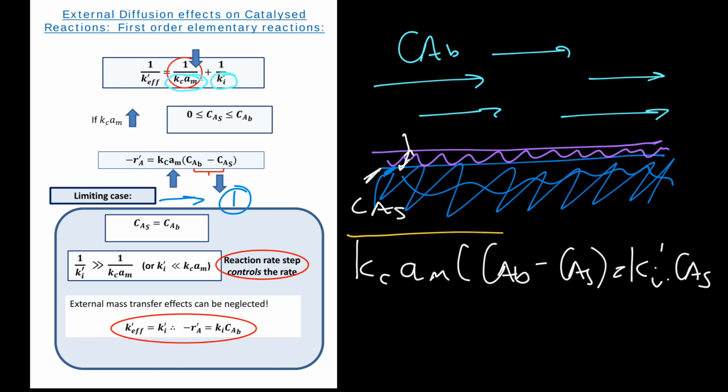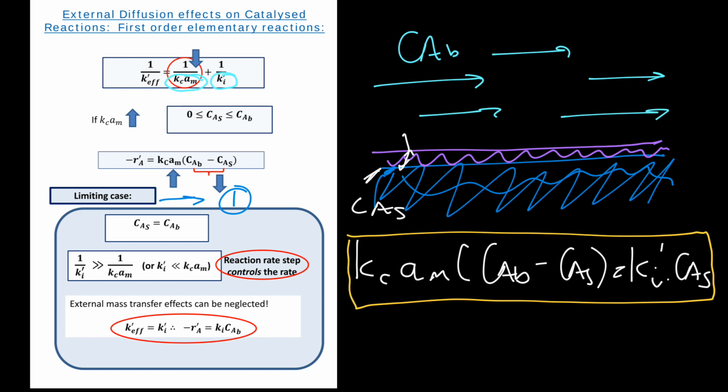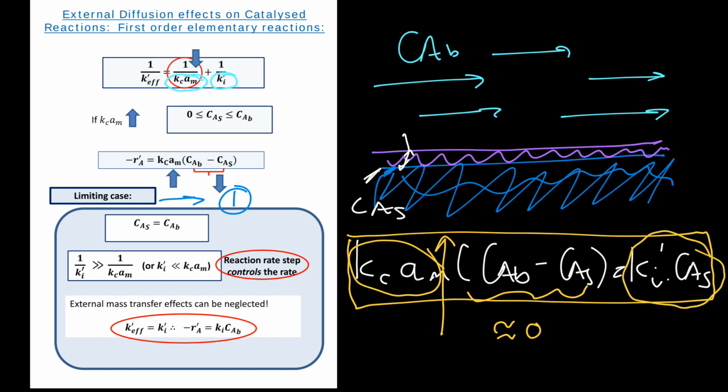If I consider my steady state equality of the rates that must hold, what this implies is that KCAM becomes really large, so that this driving force can pretty much go to 0 and I will still be able to maintain that same rate. And if this driving force goes to 0, it implies that the difference between Ca bulk and Ca surface becomes negligible. And that denotes the one limiting case where the reaction rate step controls the rate completely. Also, we can state that external diffusion does not influence the rate, or it has no impact on the rate.